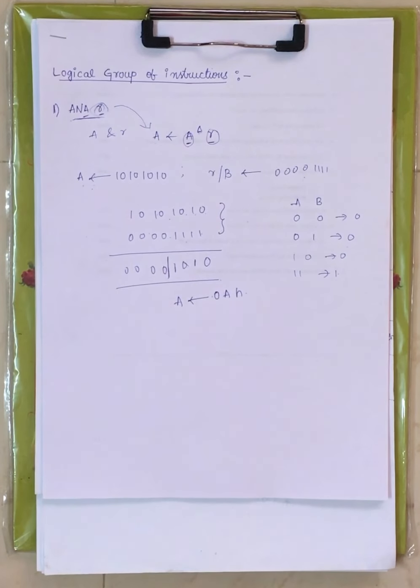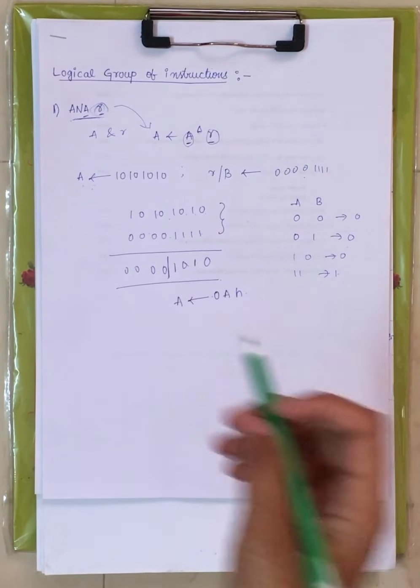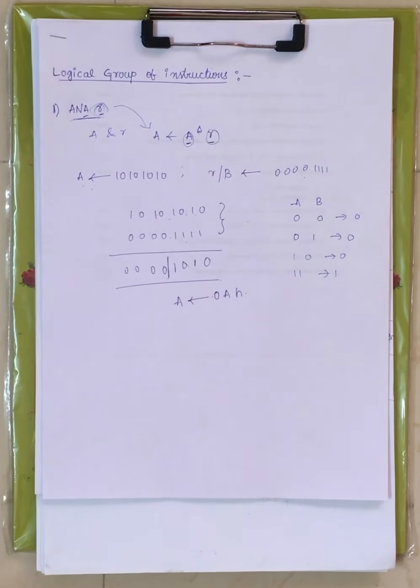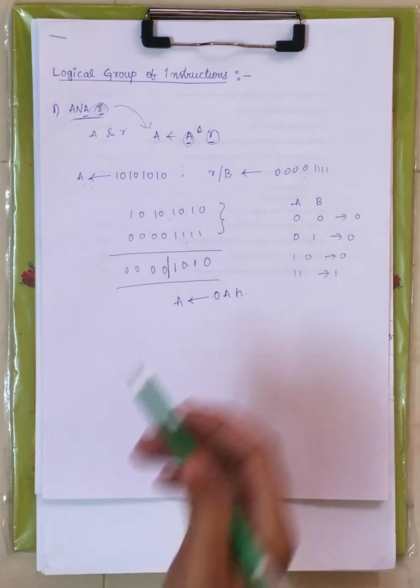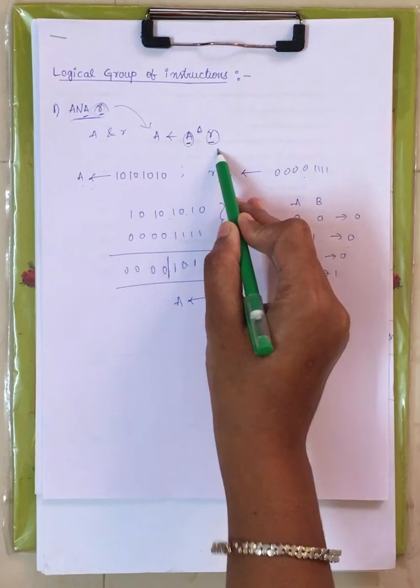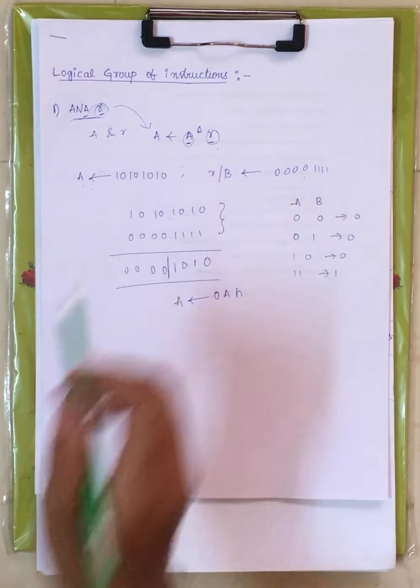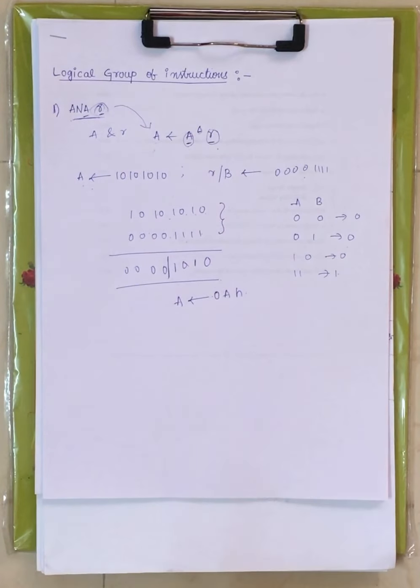This is how to perform the AND operation between the contents of the accumulator and the contents of register R. Now coming to the first instruction, ANA R: AND operation between the contents of the accumulator register and the contents of register R, and the result is stored in A itself. This is an example I have given.